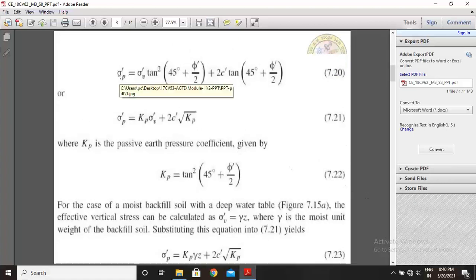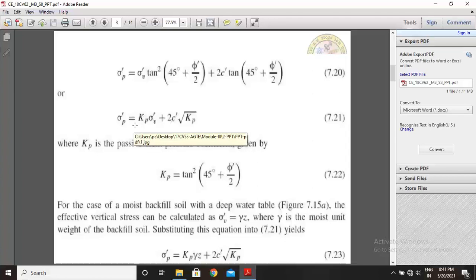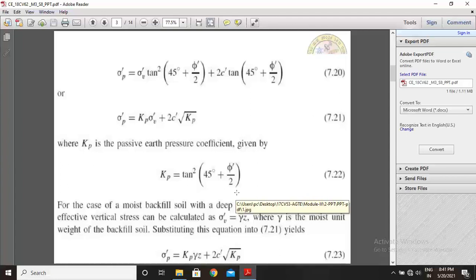sigma dash p, that is passive earth pressure stress, is given by this equation: sigma dash p is equal to sigma dash v times tan square of (45 plus phi by 2) plus 2c tan of (45 plus phi by 2), or it is also given as sigma dash p equal to Kp into sigma dash v plus 2c dash times root Kp, where Kp is the passive earth pressure coefficient given by Kp equal to tan square of (45 plus phi by 2). So this is the equation to determine the coefficient of passive earth pressure Kp.